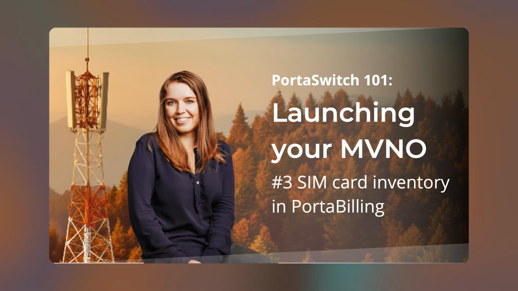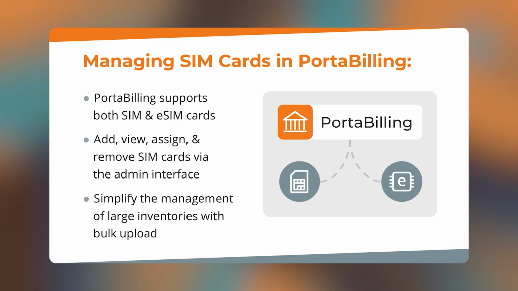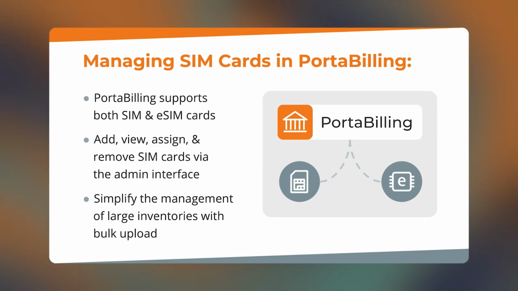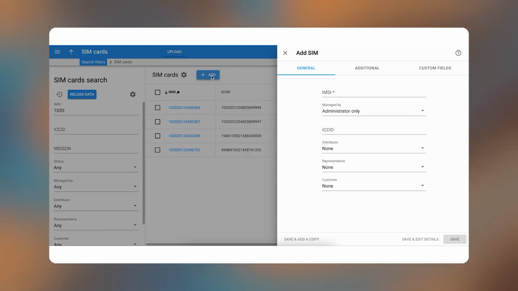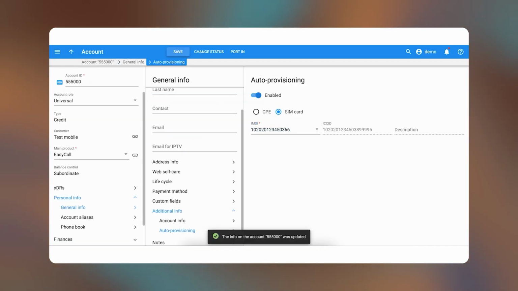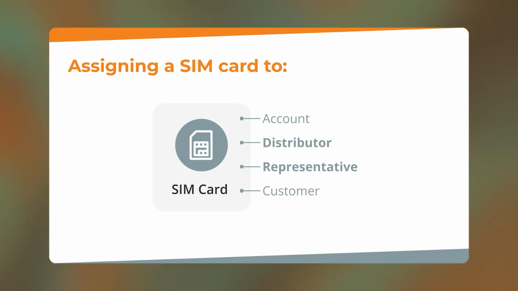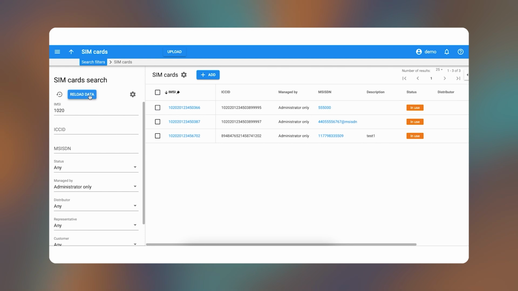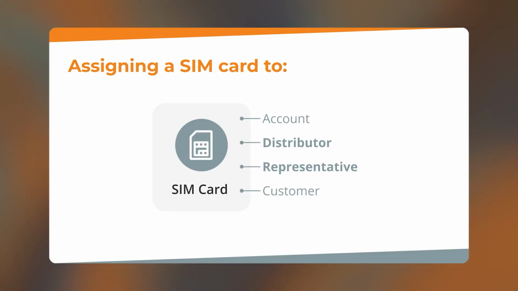Parts 3 and 4 covered SIM card inventory, first the concepts, then the hands-on configuration. One practical note here: from PortaBilling's perspective, there is no difference between a physical SIM and an eSIM. If you're planning to offer eSIMs alongside physical SIMs, you don't need a separate setup for each. However, offering eSIMs does require an additional component, an eSIM provisioning platform, which your MVNO may or may not provide. If not, a third-party integration is needed.